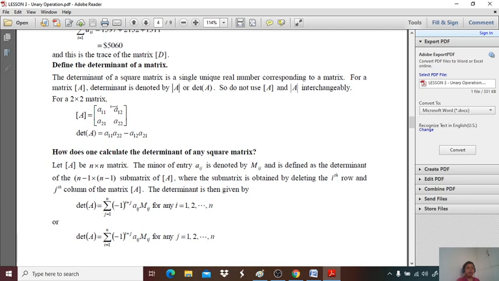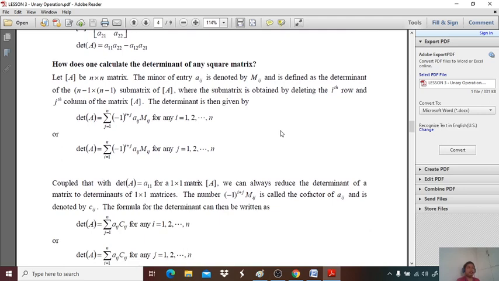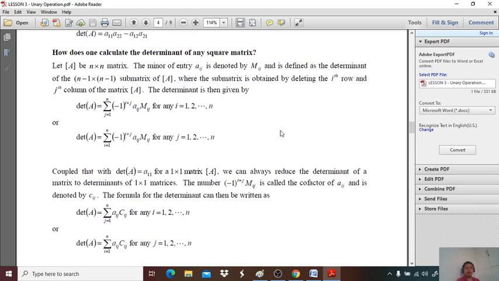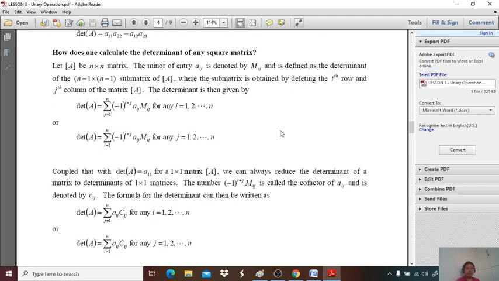Then for a 2 by 2 matrix, we just use the basket weave method. We have A11 times A22 minus A21 times A12. This is the basket weave method, the same as in 3 by 3. Next, let's proceed to the determinant by using the minor and cofactor. So let A be an n by n matrix, so this is a square matrix.